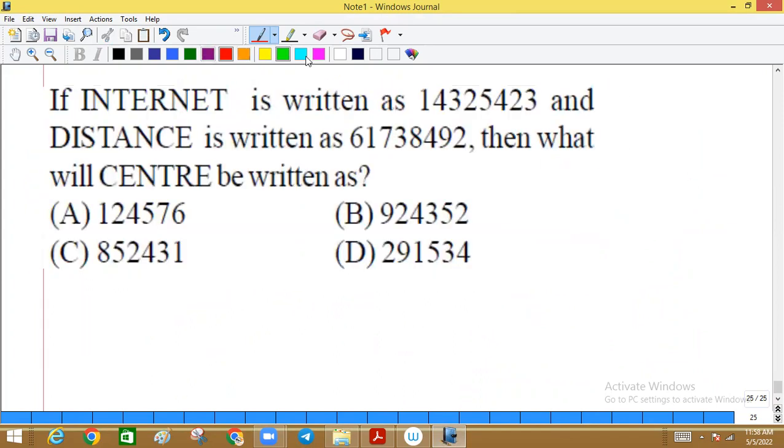Okay. Is there any common letter? Yes. Here you're having E. You're also having E. N here, N here. Any other thing? Okay. Yeah. I. So I is here. I is here as well. Yeah.